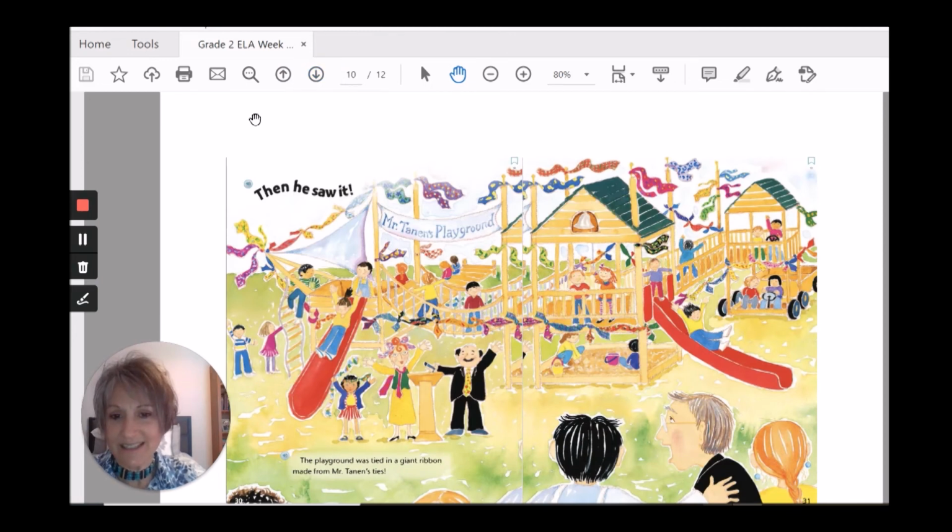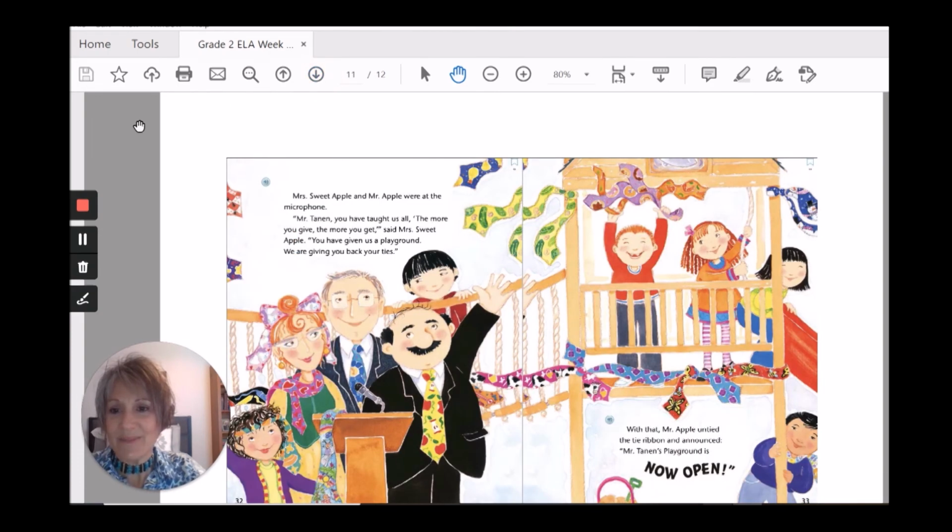Then he saw it. The playground was tied in a giant ribbon made from Mr. Tannen's ties. Mrs. Sweetapple and Mr. Apple were at the microphone. "Mr. Tannen, you have taught us all. The more you give, the more you get," said Mrs. Sweetapple. "You have given us a playground. We are giving you back your ties."